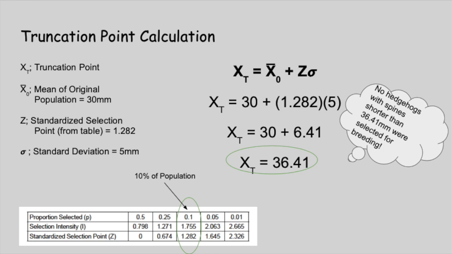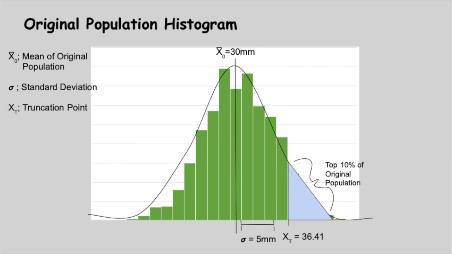When I plugged in my values, I got x sub t equals 30 plus 1.282 times 5. The value for z comes from this table, in which I used the value of 0.1 for my proportion selected, being that I selected the top 10% of my population. I then got my truncation point of 36.41. This is the minimum point I'm going to select from for my selected population. In other words, I did not select any hedgehogs in my population with spines shorter than 36.41 millimeters to breed.